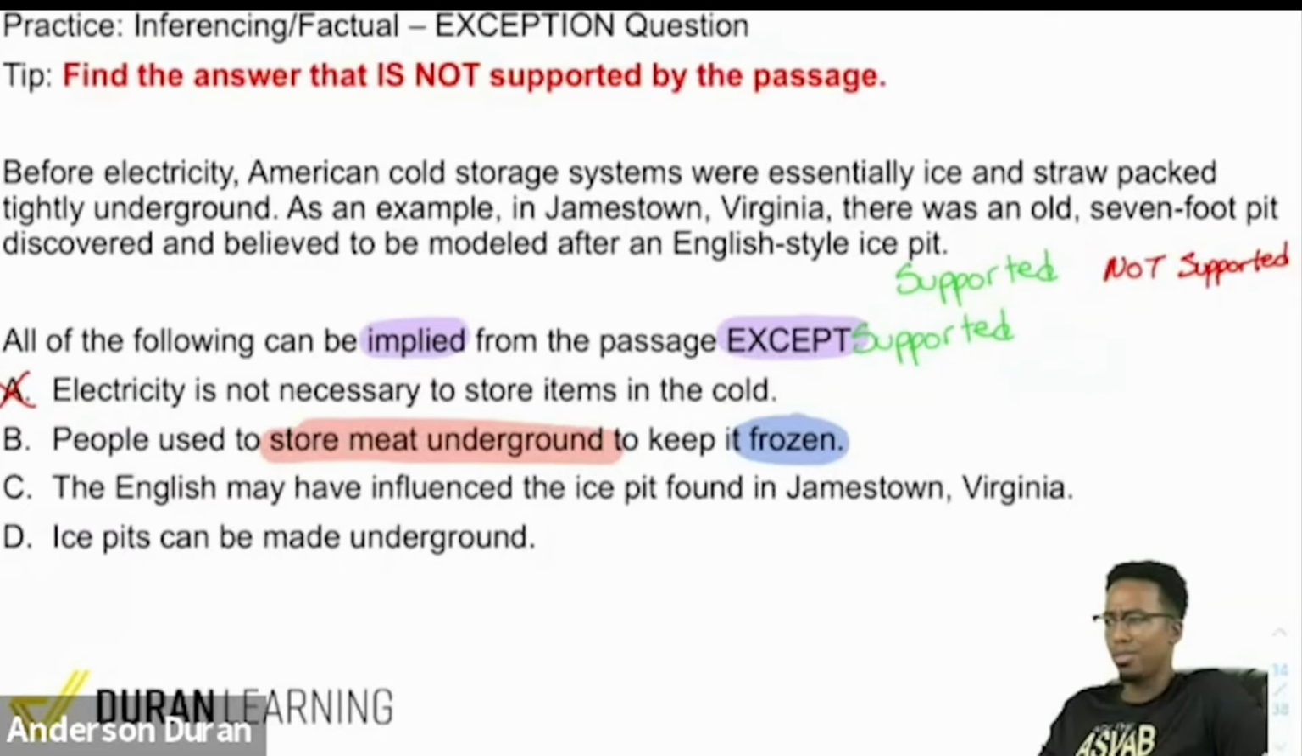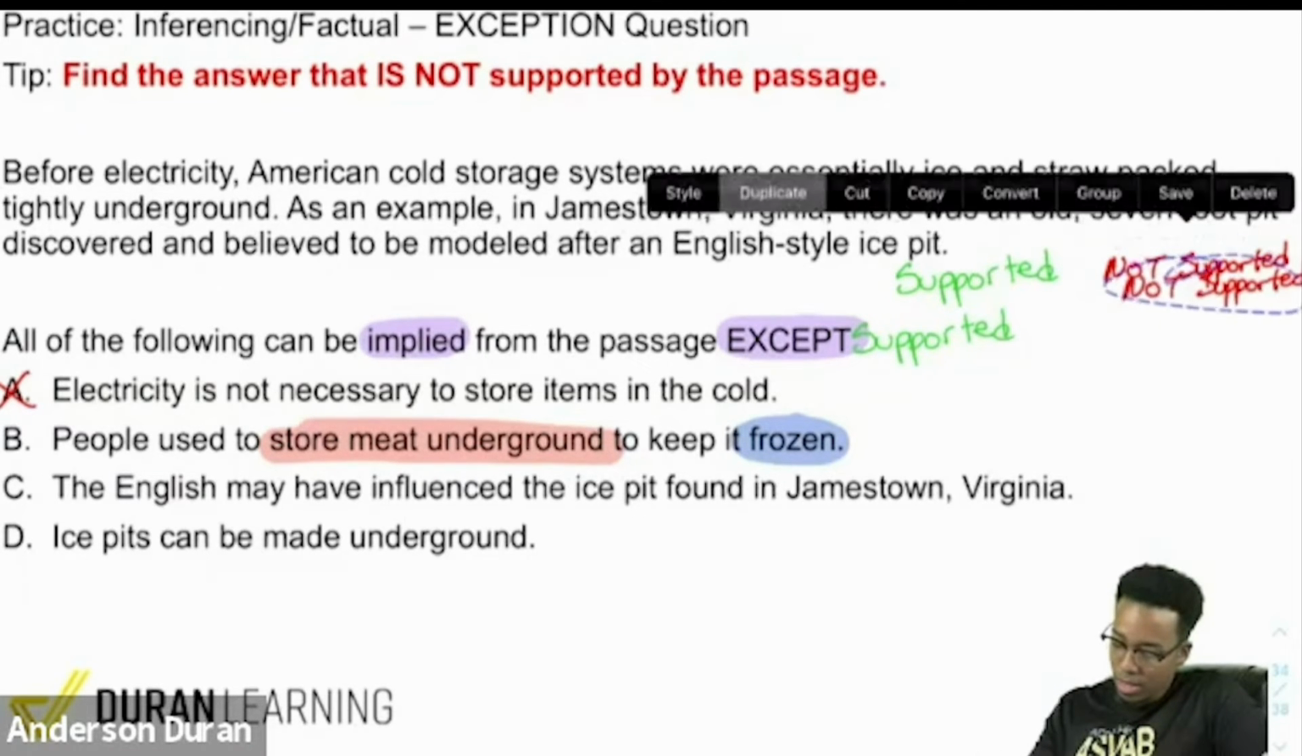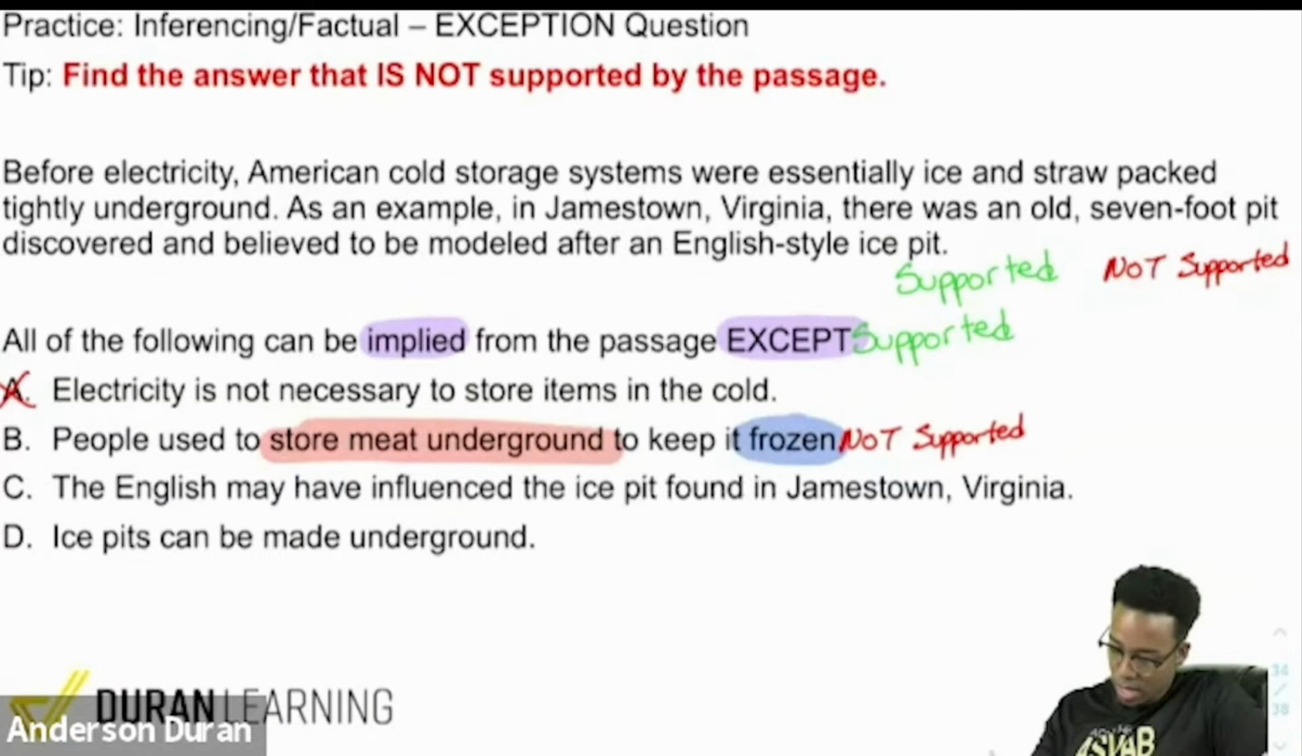And also, how did you freeze your meat back then before electricity? Did you have to go take it to the North Pole and try to bring it back? No, it would melt by the time you got back. That doesn't make any sense, right? No, that is not supported. And that's why B is actually the answer.